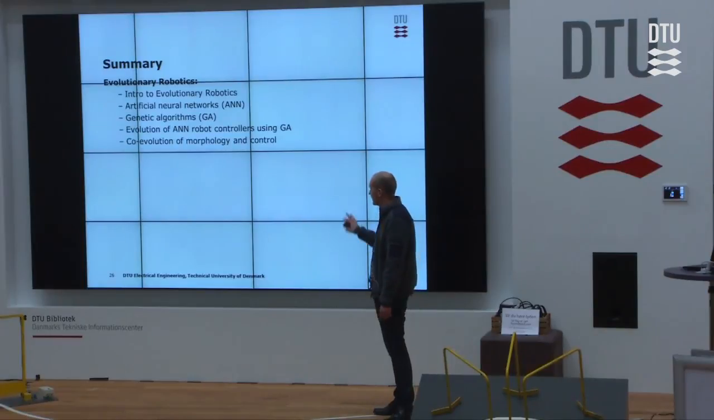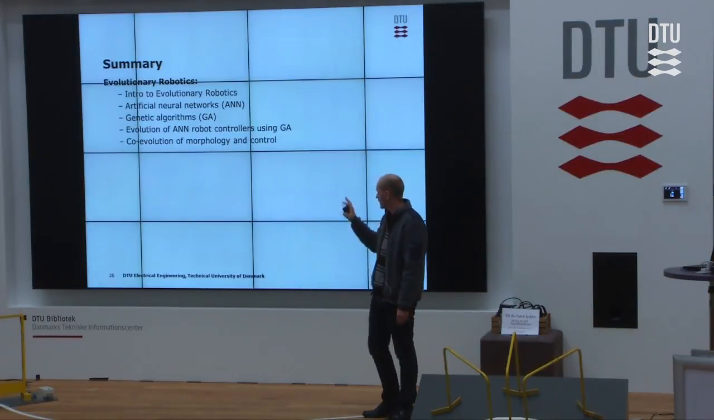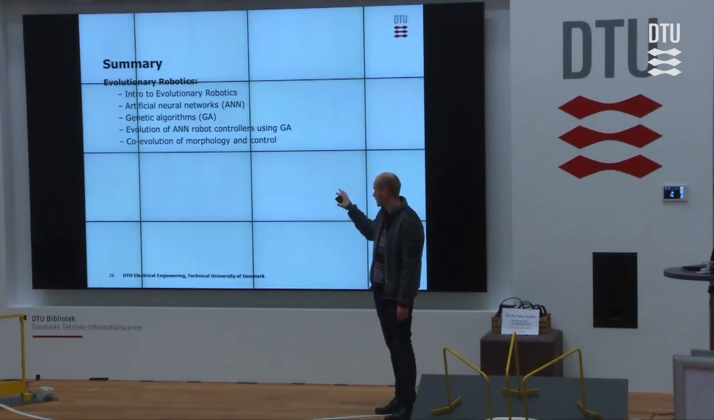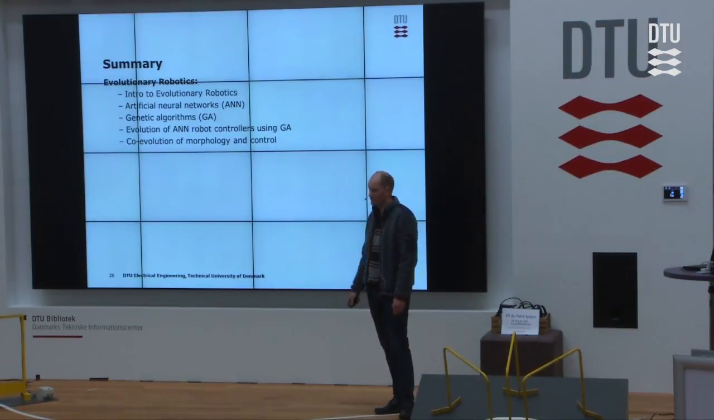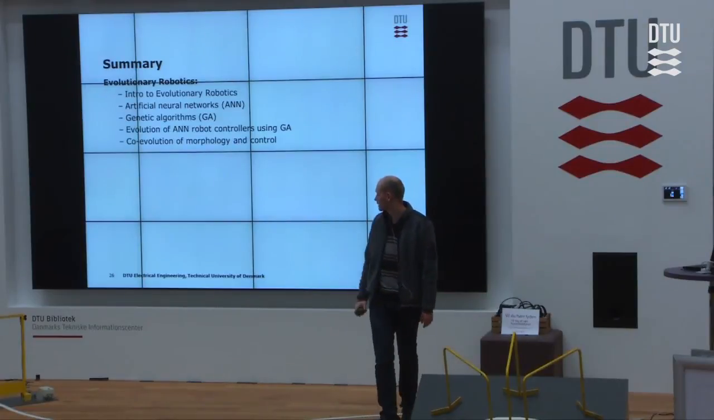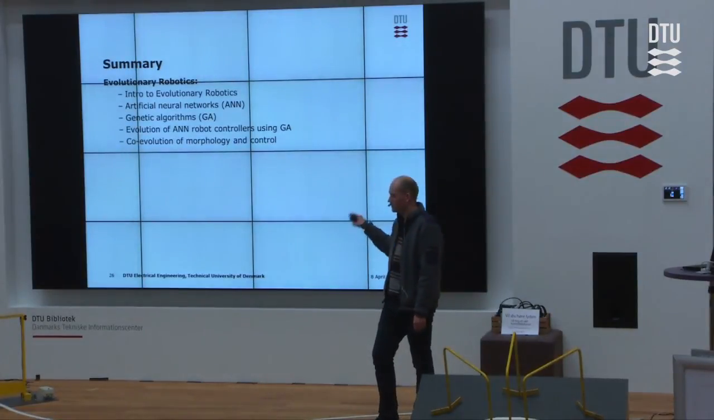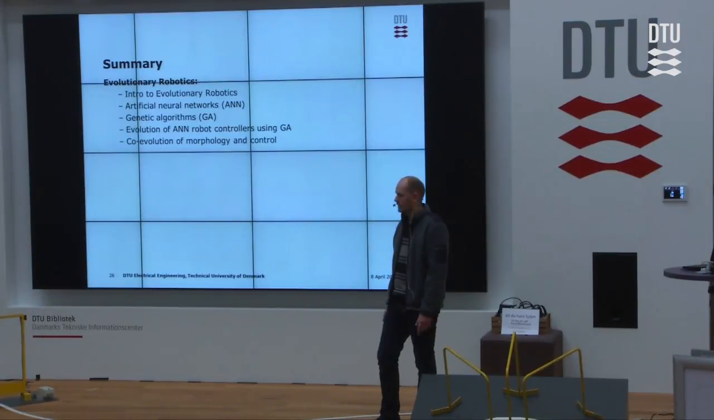And just to summarize what I talked about, I introduced you to evolutionary robotics, genetic algorithms, and artificial neural networks, how to evolve an artificial neural network controller using a genetic algorithm, and then I showed you this video about coevolution of morphology and control. So that's it for me, and if you have any questions, please ask.